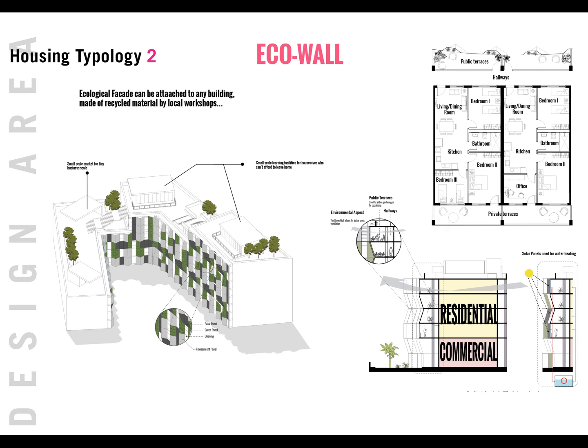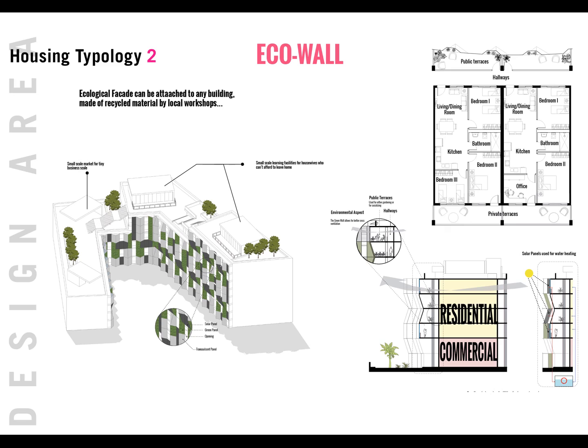The second typology is the eco wall, which is a typology that requires more sophisticated skills. This typology allows for the ecological aspect to be firstly introduced in the community. It is a facade that can be attached to any typical courtyard housing. This wall has different panels of green, solar, translucent, and open panels. The solar panels are for water heating, the green panels are for enhancing biodiversity, the translucent panels provide lighting, and the open panels are for visual and ventilation purposes.